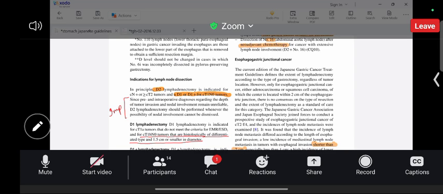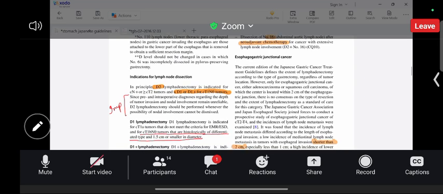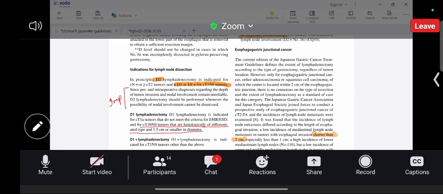Then comes the esophagogastric junctional cancers. The current Japanese gastric cancer treatment guidelines define the extent of lymphadenectomy according to the type of gastrectomy, regardless of tumor location. However, only for esophagogastric junctional cancers, either adeno or squamous, where the center is located within 2 cm of the EG junction, there is no consensus on the type of dissection and extent of lymphadenectomy as standard care.